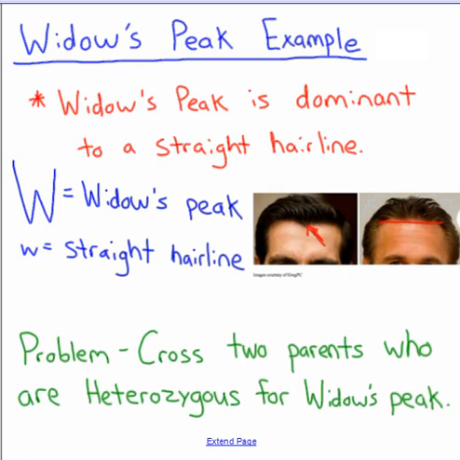So if you have not seen the Fundamental Genetics Terms video, I would recommend you go back and watch that, because I'm not going to be explaining genotypes and phenotypes in this video. I'm not going to explain the language. I'm showing you how to do a Punnett square. So this is our problem right here. The problem is cross two parents who are heterozygous for widow's peak. We are using big W to represent widow's peak and a little w to represent straight hairline.